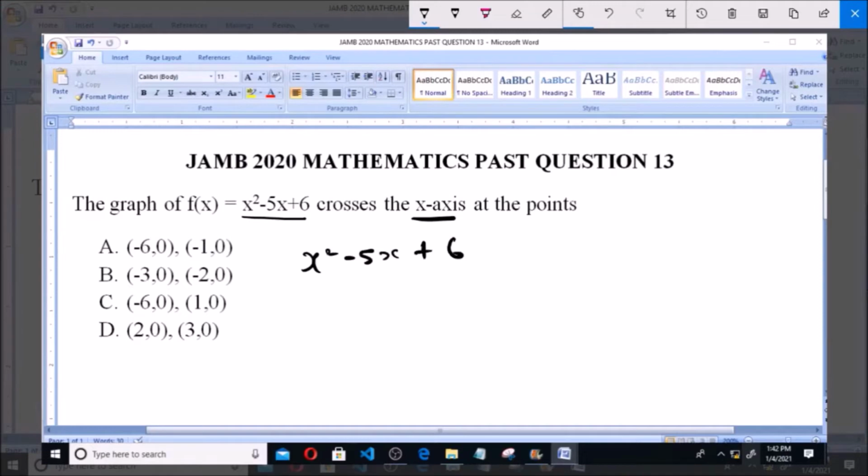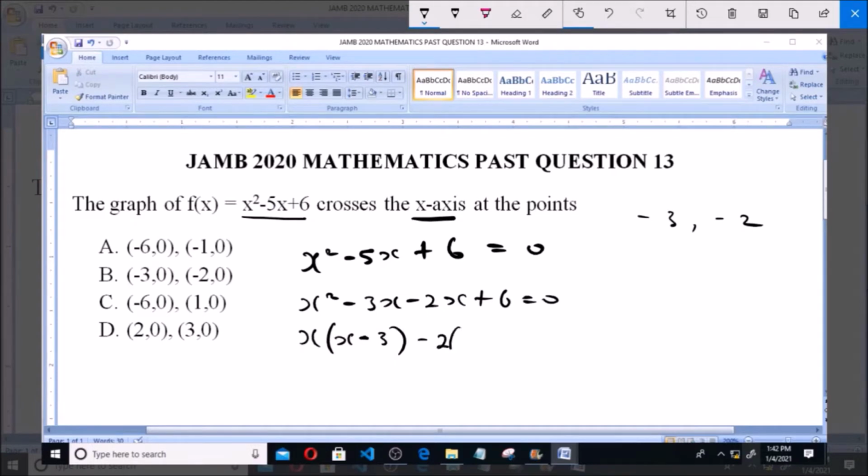Now we have x squared minus 5x plus 6. Let's equate it to 0. So now we need two numbers which, when added together, will give us minus 5, and when multiplied will give us 6, and those numbers are minus 3 and minus 2. So we have x squared minus 3x minus 2x plus 6 is equal to 0. Now factorizing, we have x into x minus 3, then minus 2 into x minus 3 is equal to 0. That means x minus 3 into x minus 2 is equal to 0.